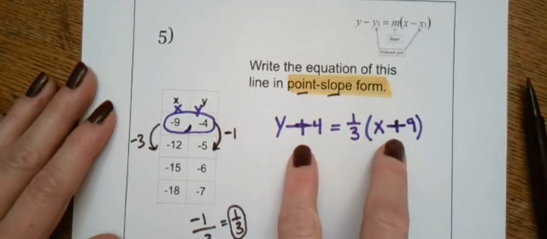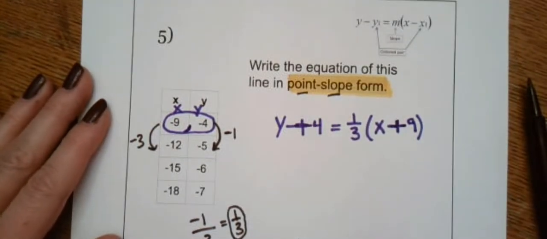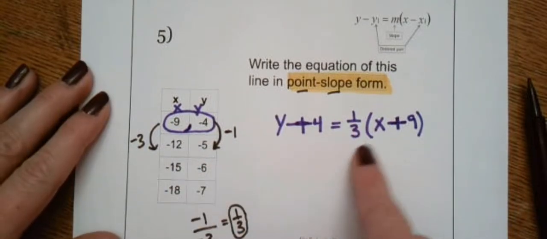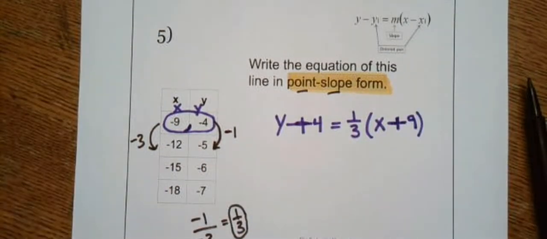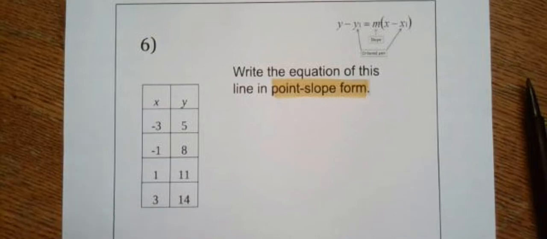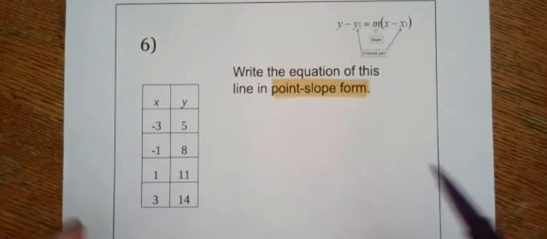So this is one of the ways you can write the equation in point slope form. Any of these points you could use, and they're all really going to be the same equation. But we'll just use the first one. Okay, 6. Let's do the same thing again, just practicing again. If you want to pause the video, try it, and then watch and see if you have it right.